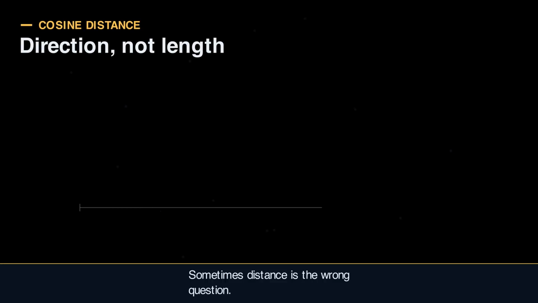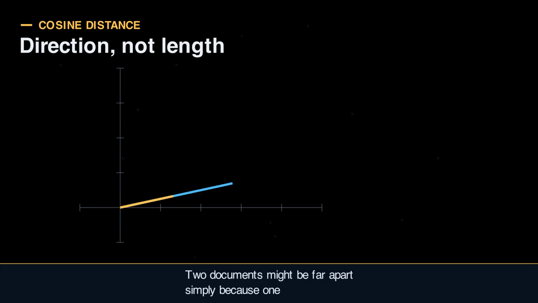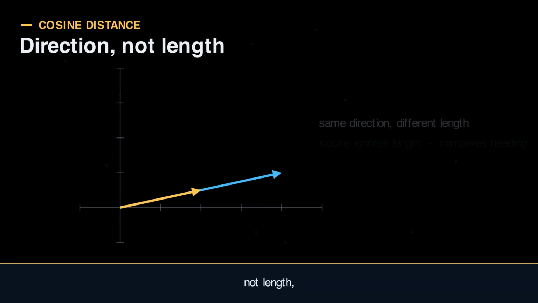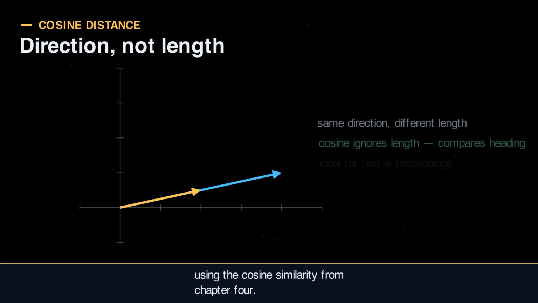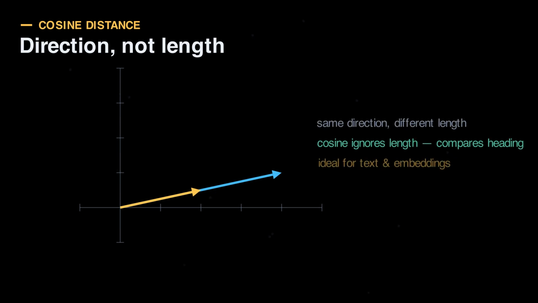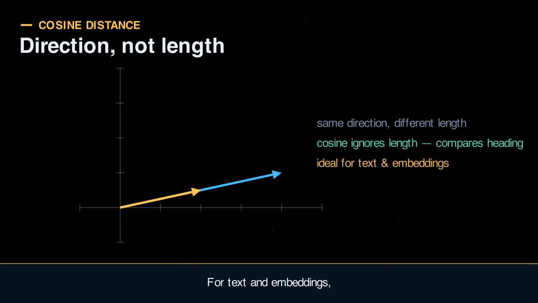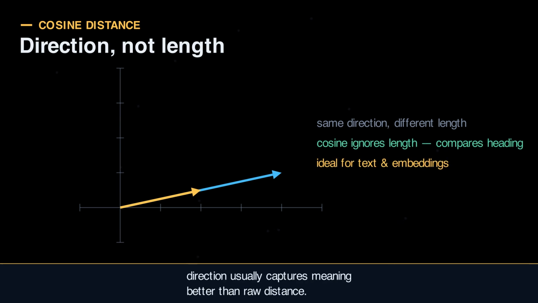Sometimes distance is the wrong question. Two documents might be far apart simply because one is longer. So we often use cosine distance instead, comparing direction, not length, using the cosine similarity from Chapter 4. For text and embeddings, direction usually captures meaning better than raw distance.